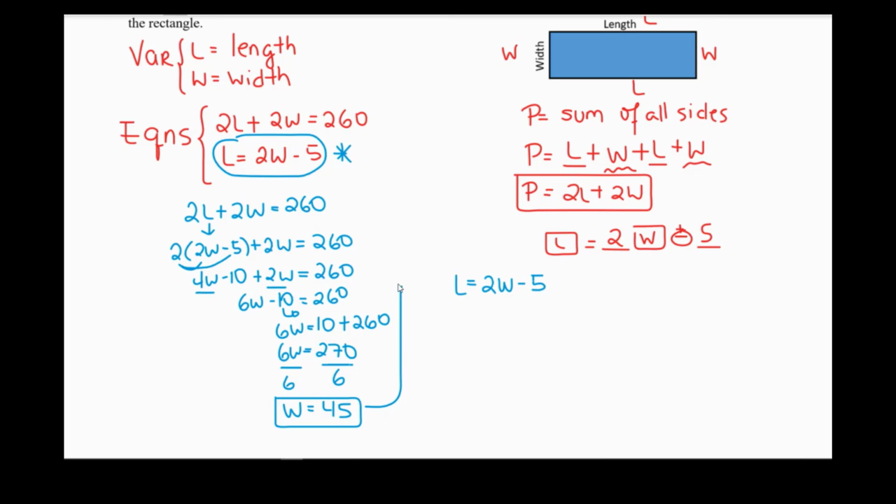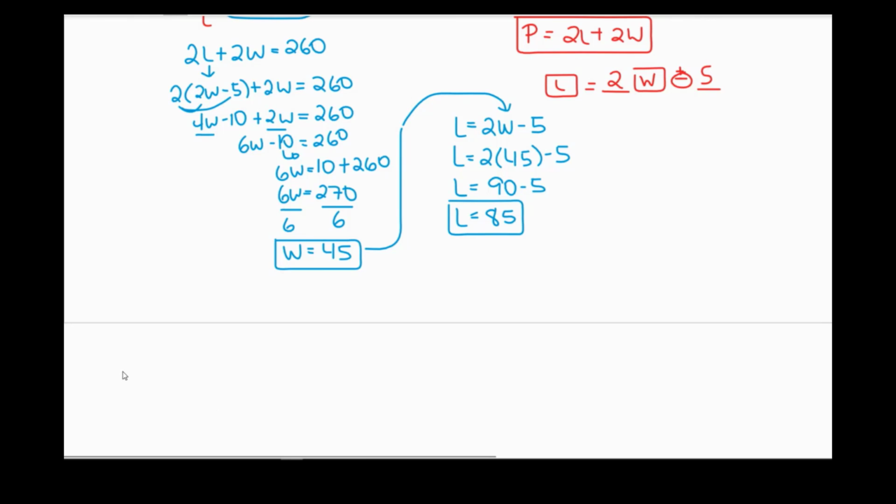And we're going to bring the value of W and plug it in. So this would be L equals 2 times 45 minus 5. L equals 90 minus 5. L equals 85. So there we go. We have the length and the width of the rectangle. So this concludes the 3 examples for today's lesson.